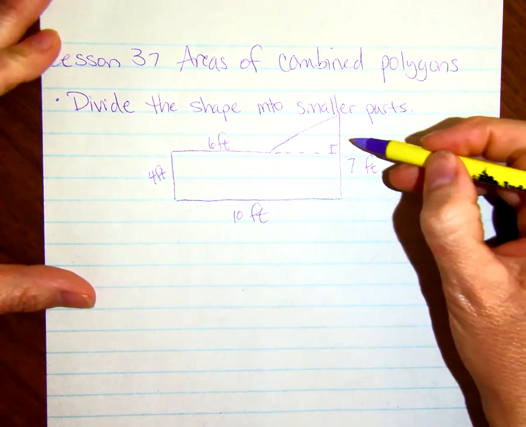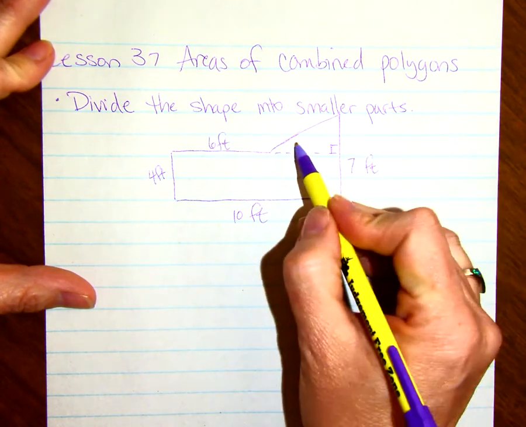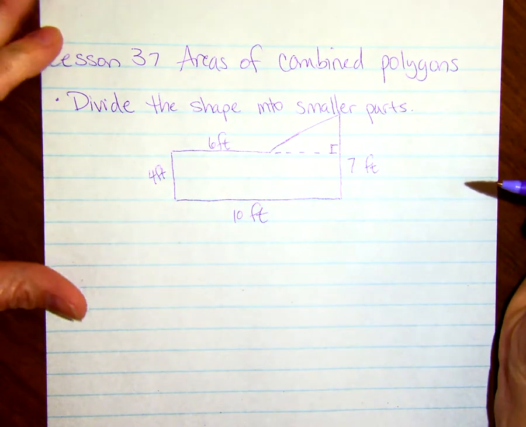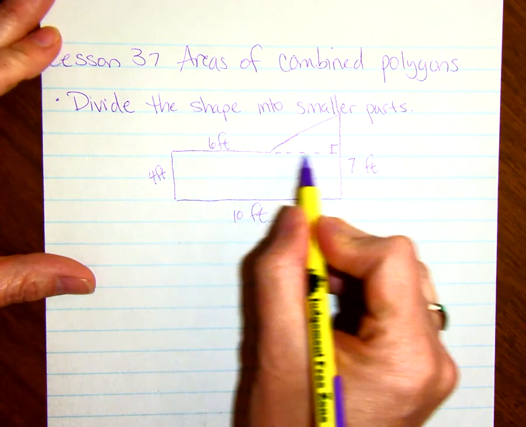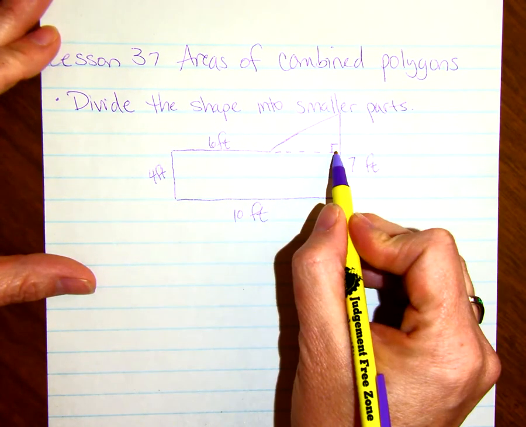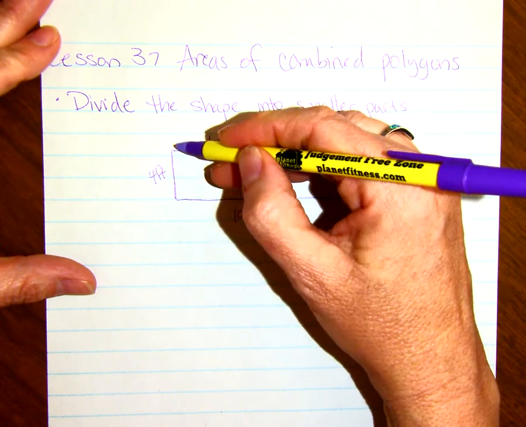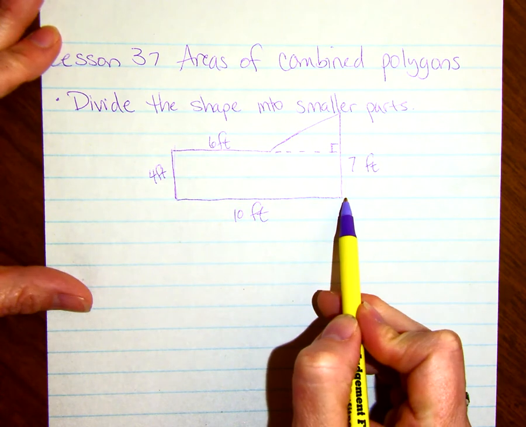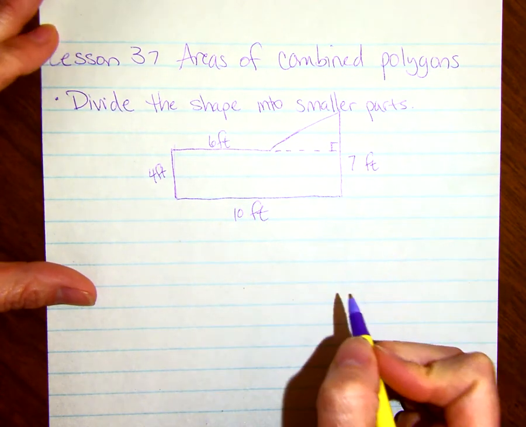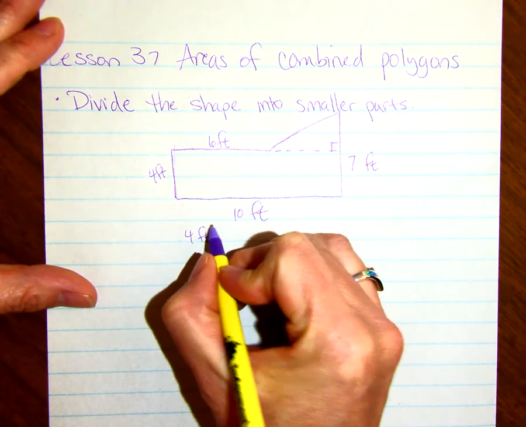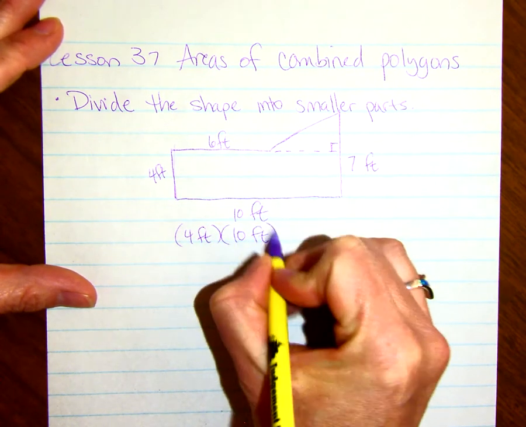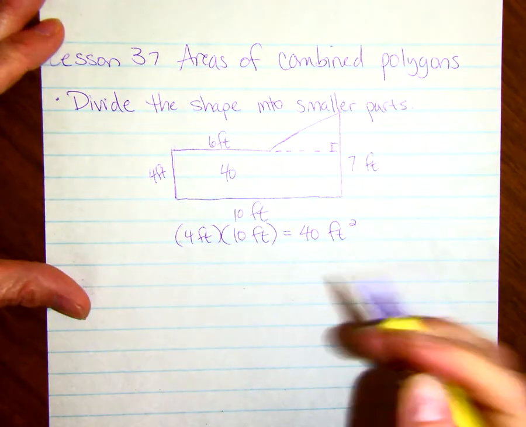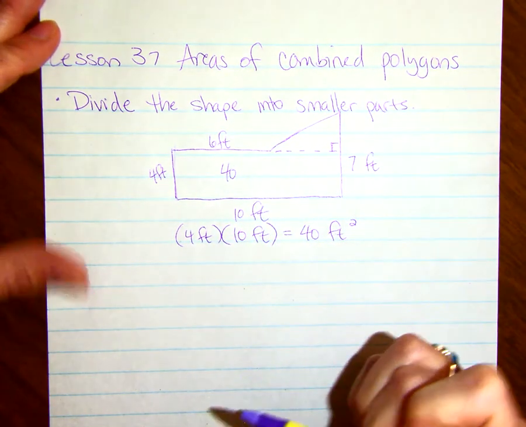So really all I need to do is find the height and the base, multiply them together and divide by 2 for the area of the triangle. The area of the rectangle, I'm going to take all the way across times the height. So 4 times 10 would give me the area of the rectangle. So 4 feet times 10 feet is 40 feet squared. And I like to just put that 40 right in there so I remember the rectangle was 40.